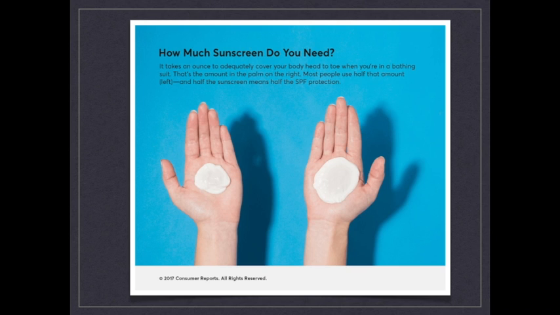It takes an ounce of sunscreen to cover your body from head to toe when you're wearing a bathing suit, which is equivalent to the palm on the right. Most people only use about half, which is the palm on the left.